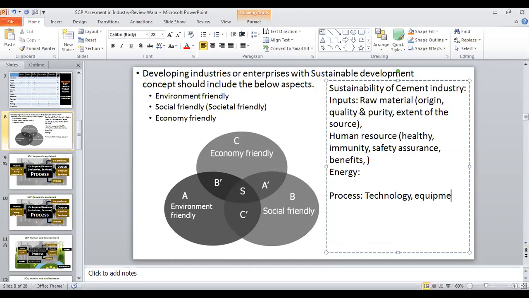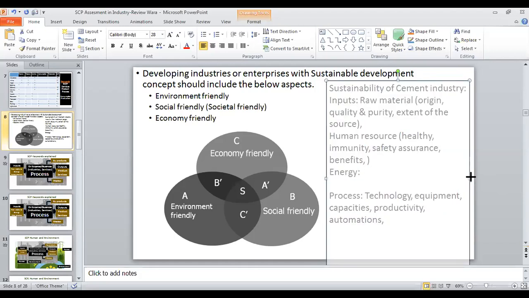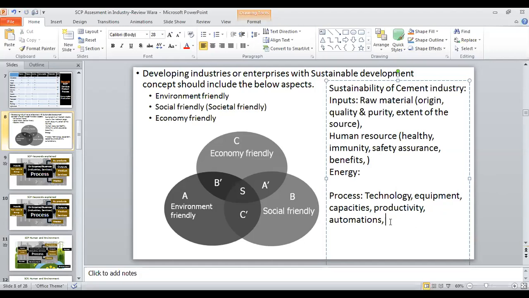Equipment, capacities, productivities. Less human involvement is better because more humans means more prone to health risk and all. That's why automations. Then the transport solutions like conveyors and all, the automations. PLCs, a lot of technology involvement is there. You can look into this, the process.